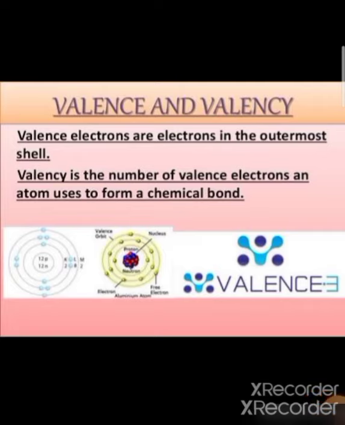We are going to discuss valence shell electrons and valency. The topic is valence and valency. What is valence? It means valence electrons. Valence electrons are electrons in the outermost shell. The number of electrons present in the outermost shell of any atom is known as valence shell electrons.